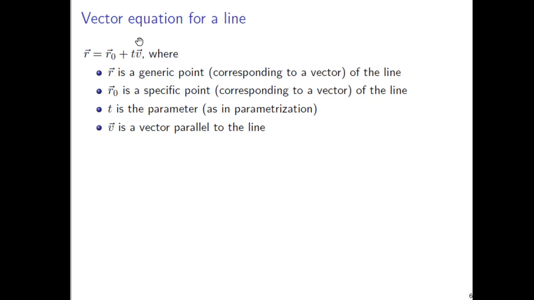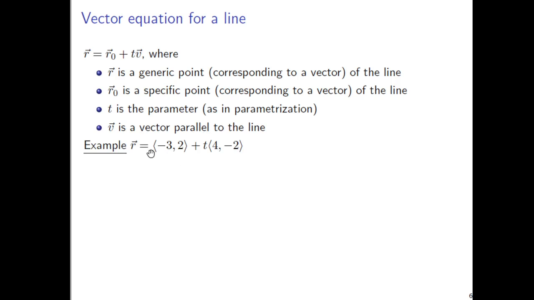And so here's what's really going on. This is called the vector equation for a line. So this is different from y equals mx plus b. It's a vector-based format, and we are using this correspondence between points and vectors. So it looks like this. Vector r equals a fixed vector called r0 plus t, a scalar, times a vector called v. So r is a generic point corresponding to a vector, and then r0 is a specific point corresponding to a vector. It's a point that's on the line, which is converted into vector format. t is a parameter. Think about the scalar parameter that's used in parametrization. And then vector v is a fixed vector. It's a vector that's parallel to the line.